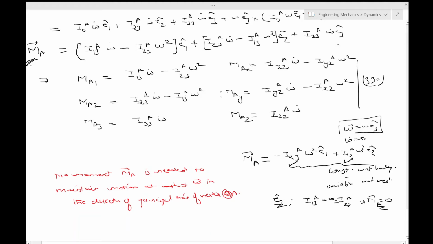So if E3 is the principal axis of inertia at the center of mass, then clearly MC will be 0, just like MA is 0. Okay. The converse is not true.